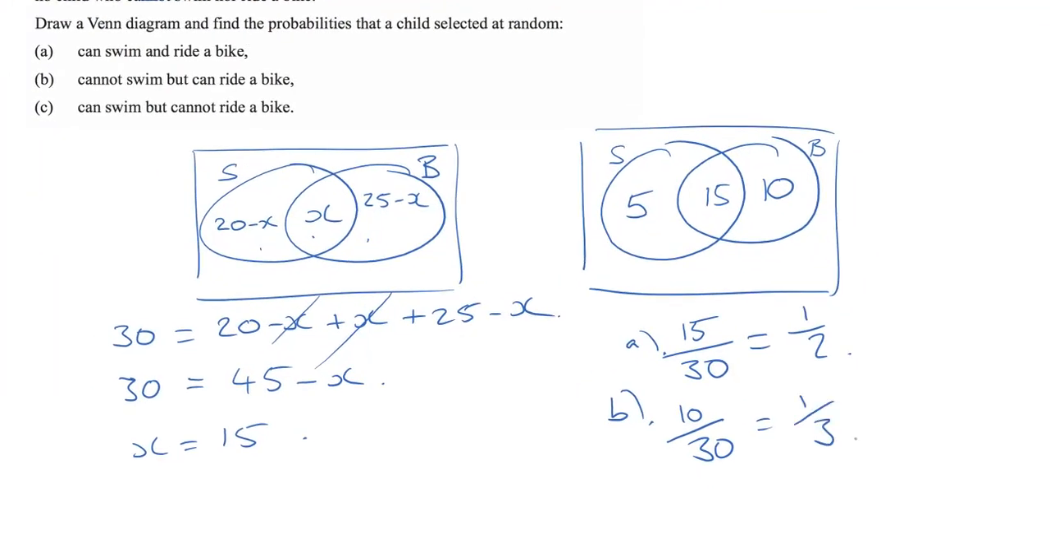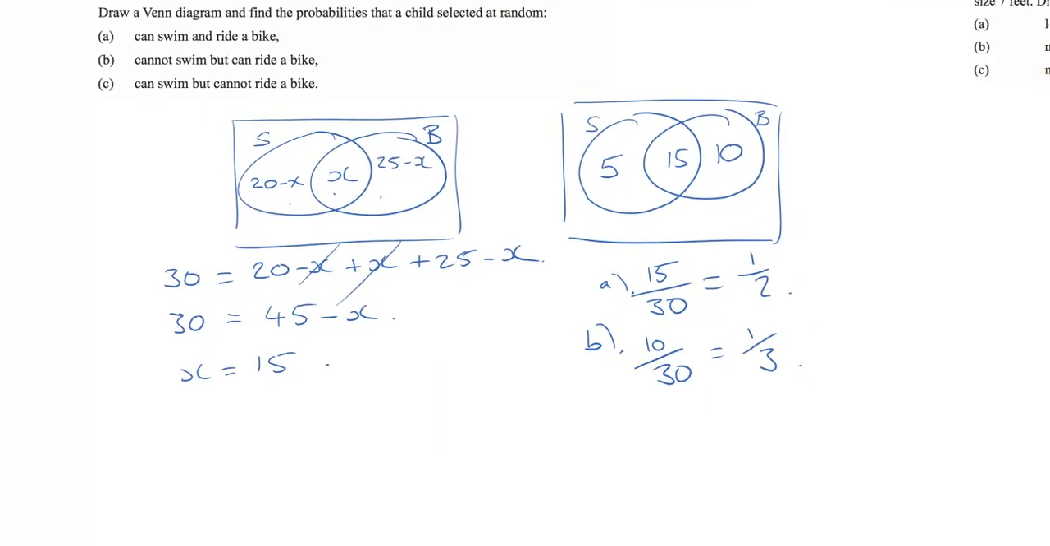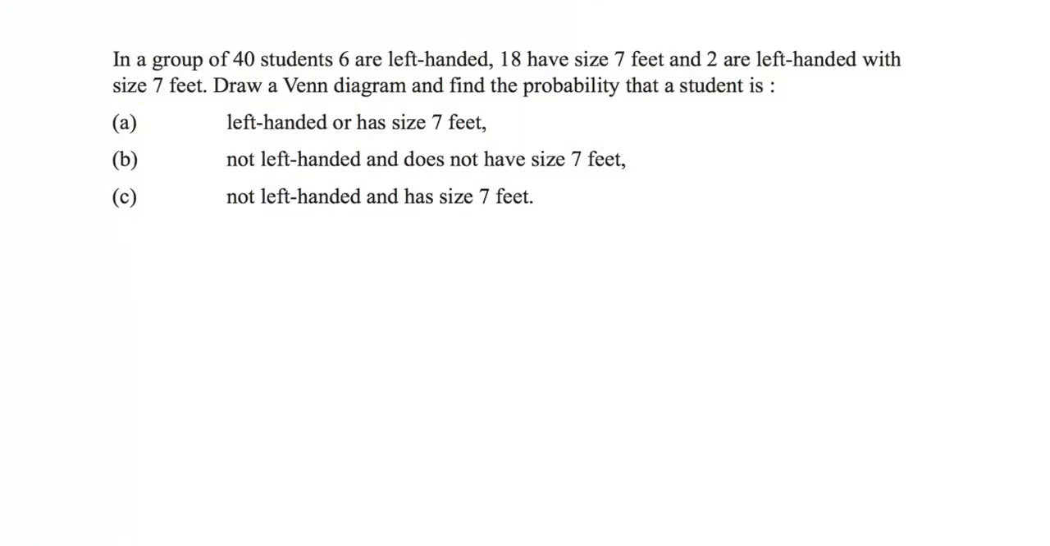So that simplifies down to 1 over 3. Can swim, but cannot ride a bike. Well, there are 5 people in that situation that are swimmers but can't ride a bike. So it's going to be 5 out of 30, which is 1 over 6. Okay, let's carry on. Let's see if we can figure out some more questions.